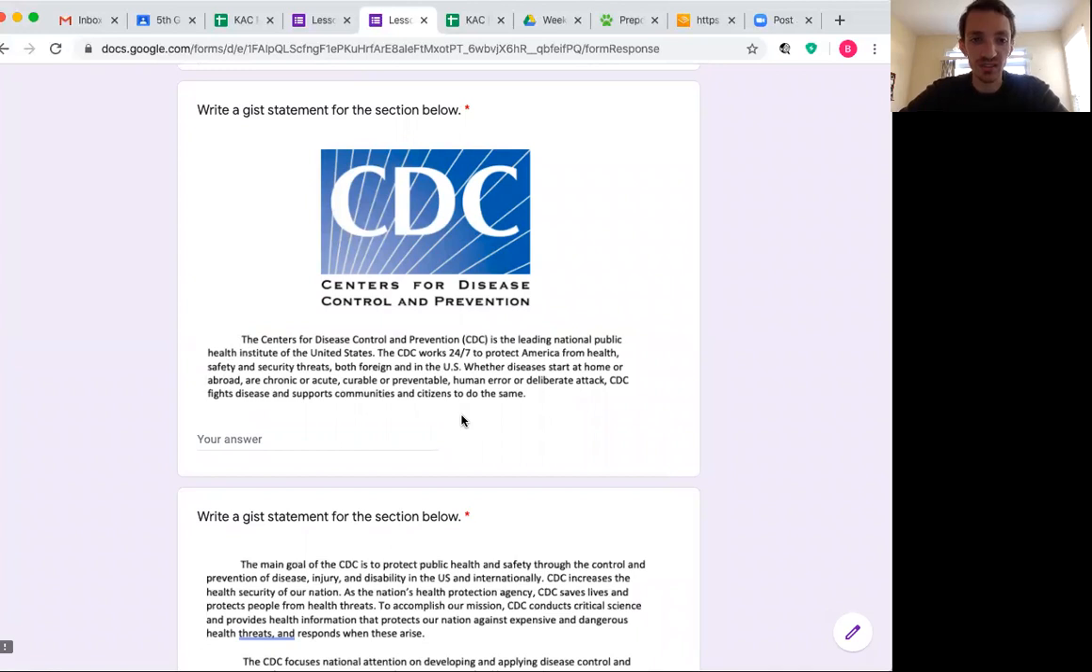Text B, Center for Disease Control and Prevention. The Centers for Disease Control and Prevention, CDC, is the leading national public health institute of the United States. The CDC works 24/7 to protect America from health, safety, and security threats, both foreign and in the US. Whether diseases start at home or abroad, are chronic or acute, curable or preventable, human error or deliberate attack, CDC fights disease and supports communities and citizens to do the same.